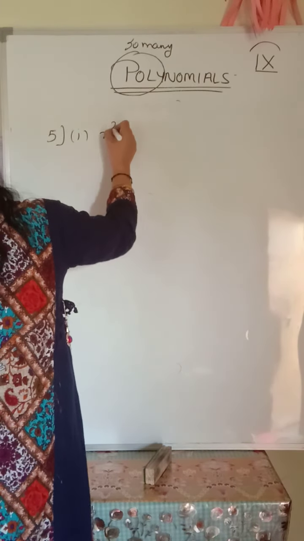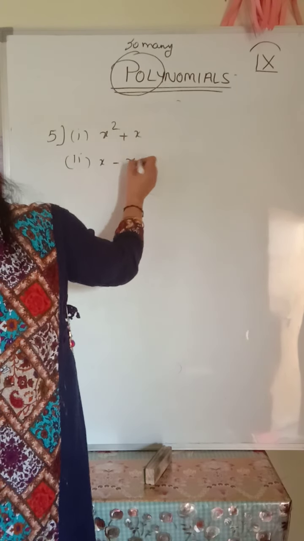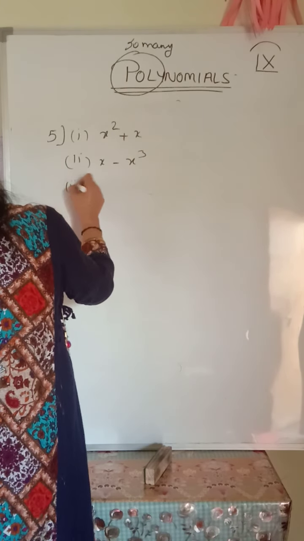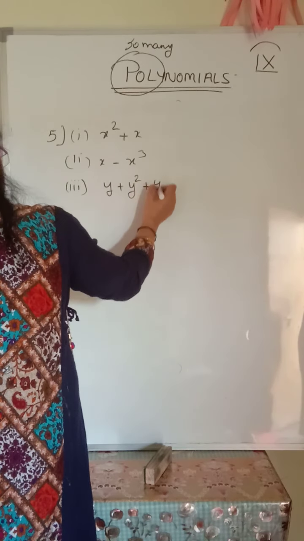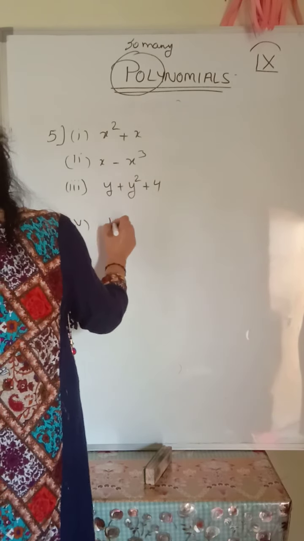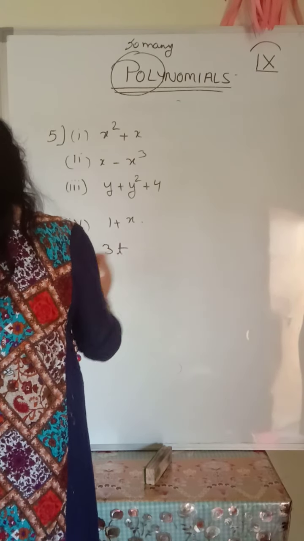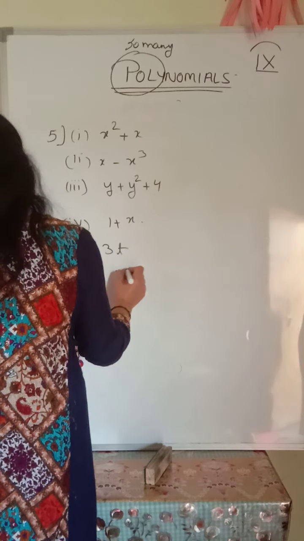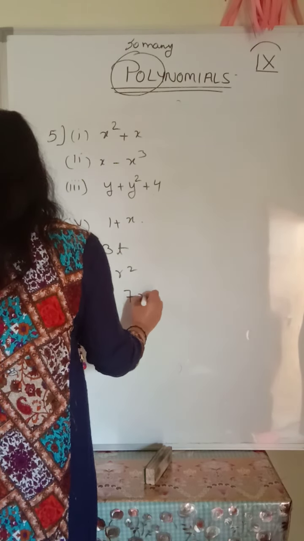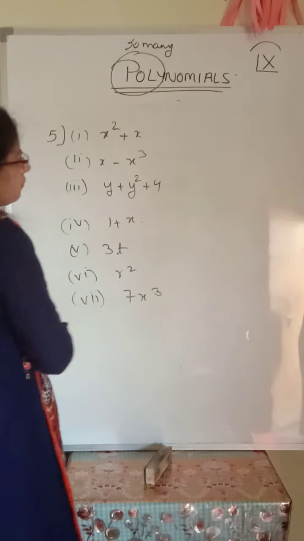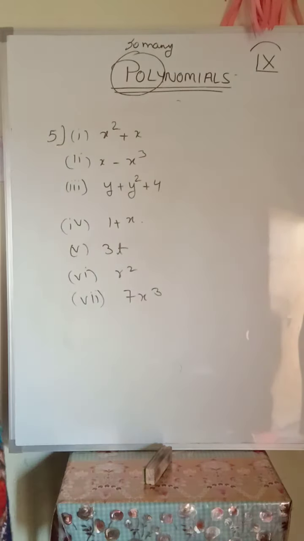First part, x square plus x. Second one, x minus x cube. Third, y plus y square plus 4. Fourth is 1 plus x. Fifth is 3t. Sixth is r square. And seventh is 7x cube. So we have to find whether they are linear, quadratic or cubic polynomials.